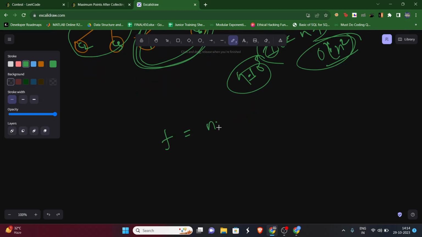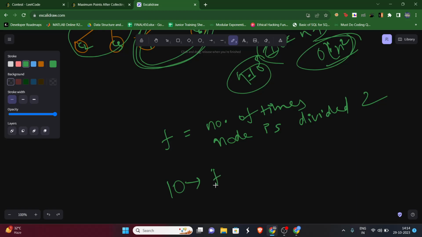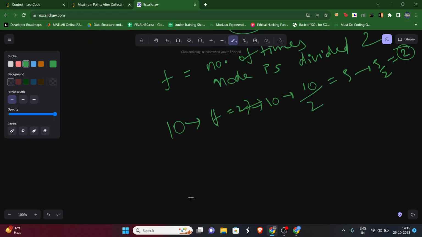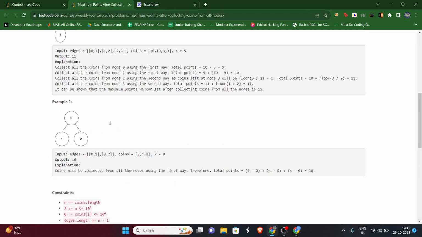F represents the number of times a particular node is divided by 2. So let's say there was a value 10, and for it f is equal to 2, that means 10 will be divided by 2 two times. So first it was 10, then it becomes 10 by 2, and it becomes 5. Then 5 will again be divided by 2, and it will become 5 by 2, which is equal to 2, right?